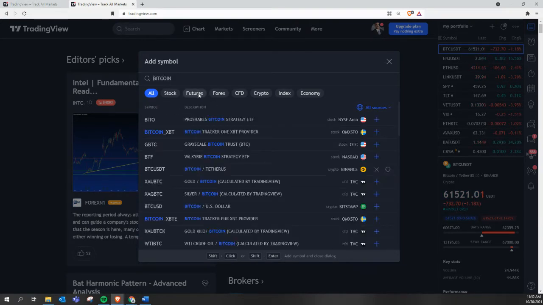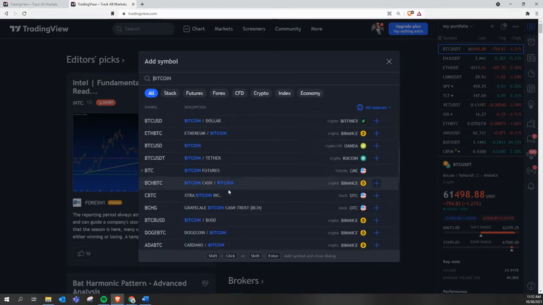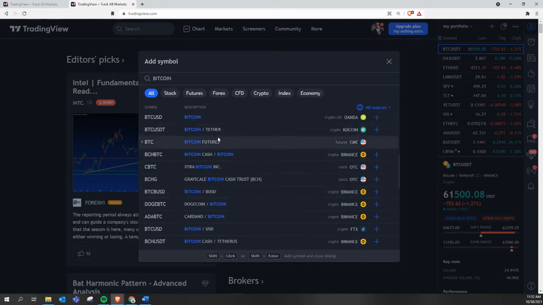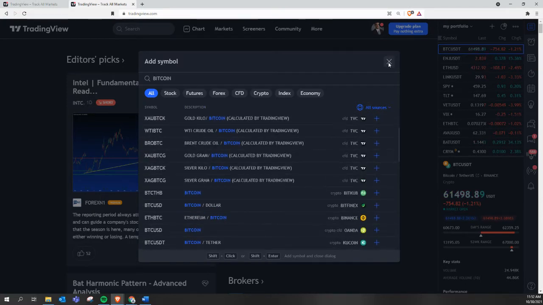So Bitcoin USD. You can also do Tether as well. So there's Bitcoin USD. Okay, you'll add that. I've already got it added in.